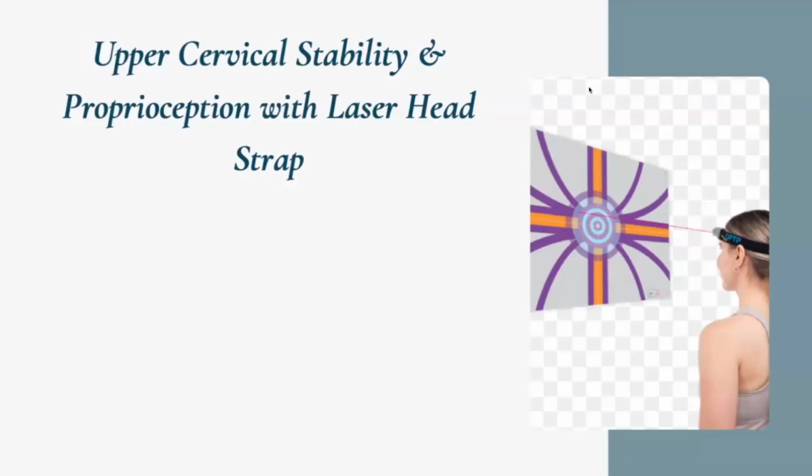Upper cervical stability and proprioception with the laser head strap is a fun way to do that upper cervical stabilization and strengthening. It is something that we transition to after we've done standard VOR and COR exercises. If you're someone who has CCI and you already have a physical therapist, ask your physical therapist if they have the laser strap. If not, this could be something that you could talk about, buying and then having them take you through exercises to use it with.